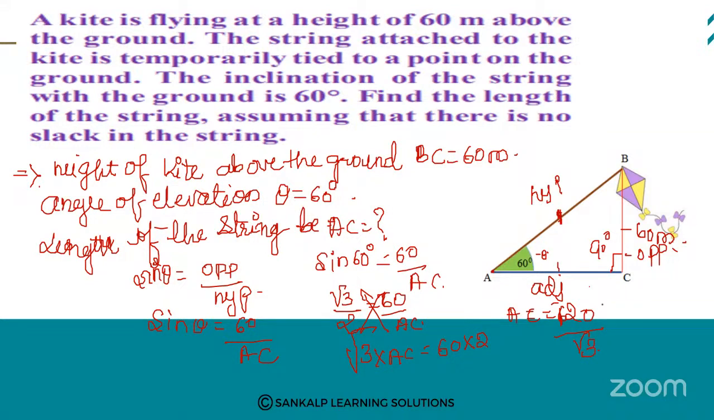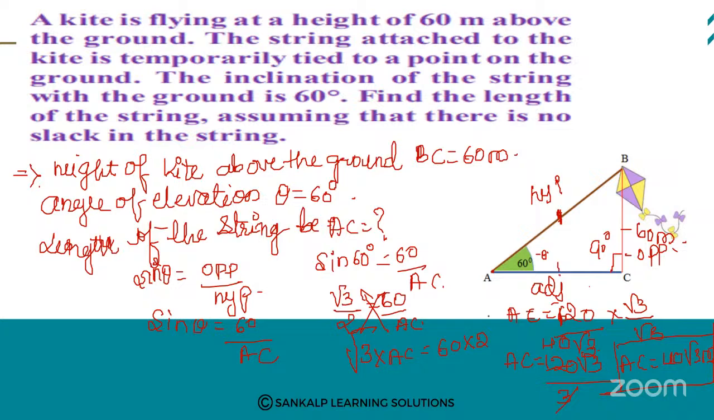Now what will I do? I will multiply root 3 on both sides, on numerator and denominator. So AC is equal to 120 into root 3 divided by root 3 into root 3, which is 3. Right? 3 40s are 120. So the AC value is 40 root 3 meter.